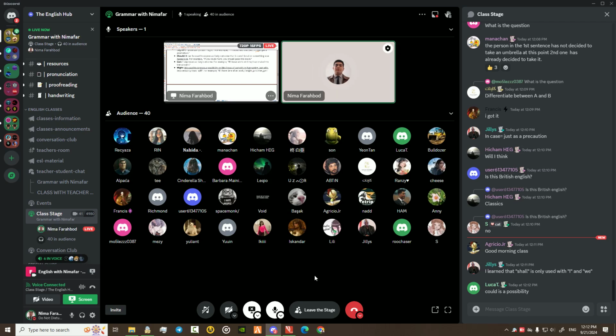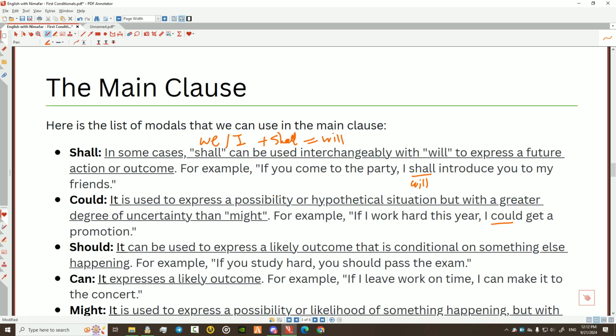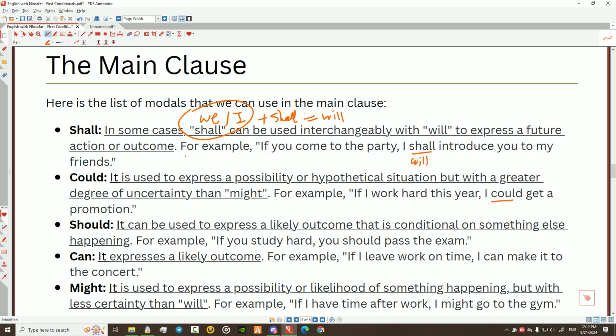Very good. Yeah, I learned that shall is only used with I and we, as I said here, Gillies. I said we and I, not he or she. So when you say could in this situation, it mostly shows that that's not the only condition. Maybe you work hard, maybe you do that perfectly, but your boss doesn't like you. Maybe he even fires you. Who knows? No one can guarantee that.